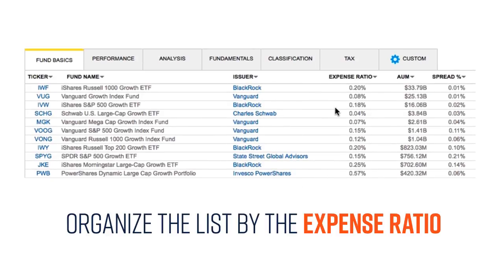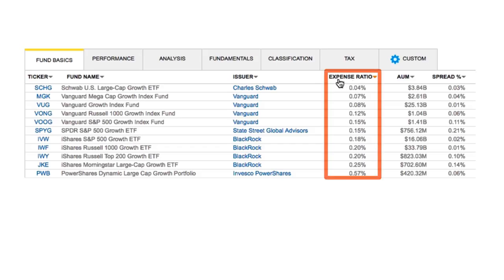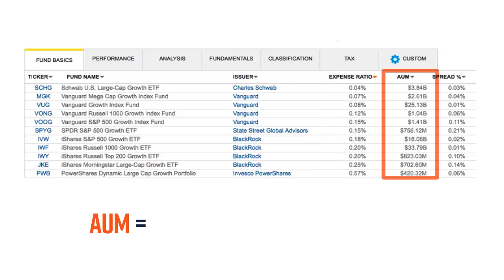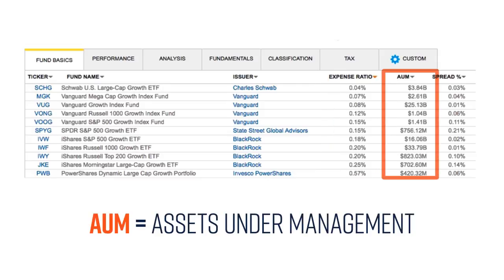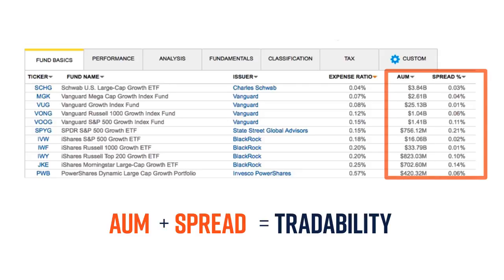Now I can click the expense ratio to organize the funds. Since most of these funds are similar, I should go for a better economically managed fund. The lower the expense ratio, the better. I can also look at the AUM, assets under management, and the spread of the ETFs. Both of these can show the tradability of the ETF.